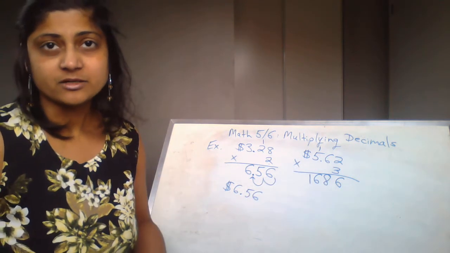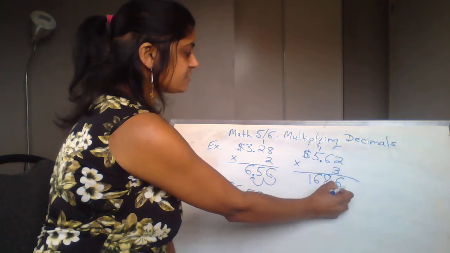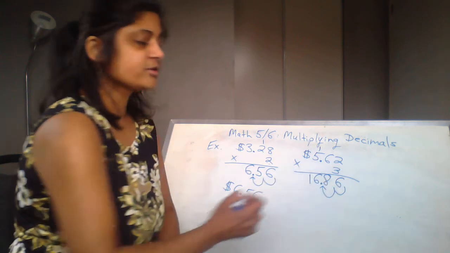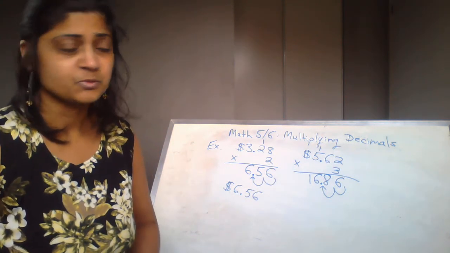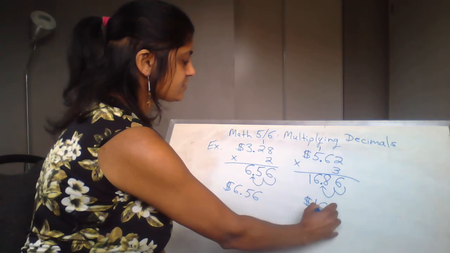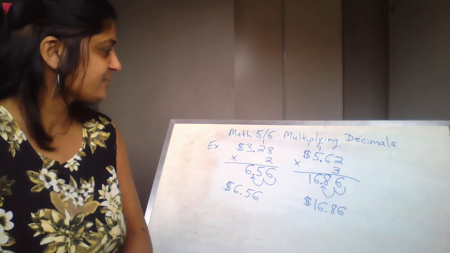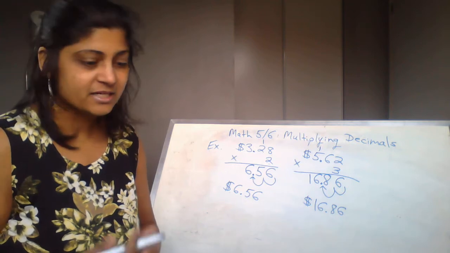And the same thing here, because I have 2 numbers after the decimal place here, so it's going to be 1 and 2. So in your final answer as well, there has to be 2 numbers after the decimal place. Okay, so my final answer is $16.86, so just like this. So you can see it is actually quite simple when I'm multiplying with decimals.